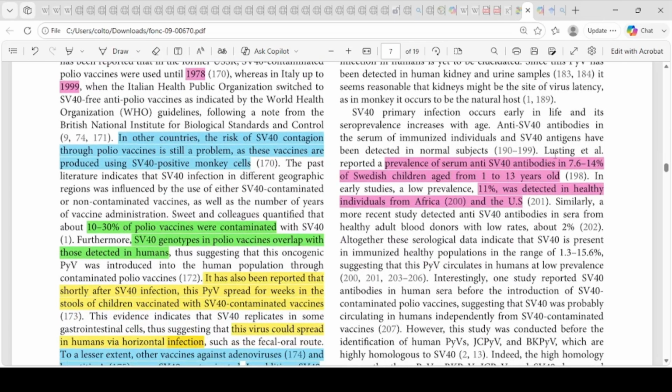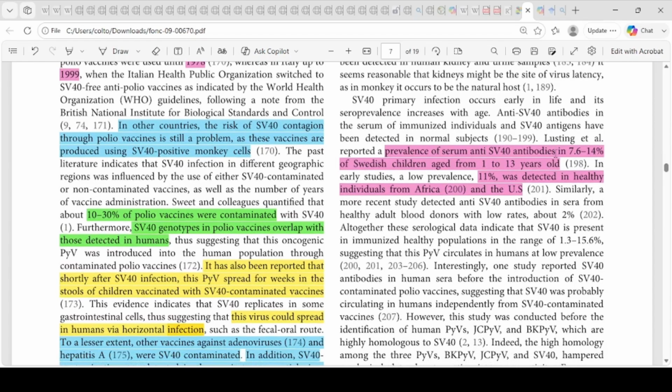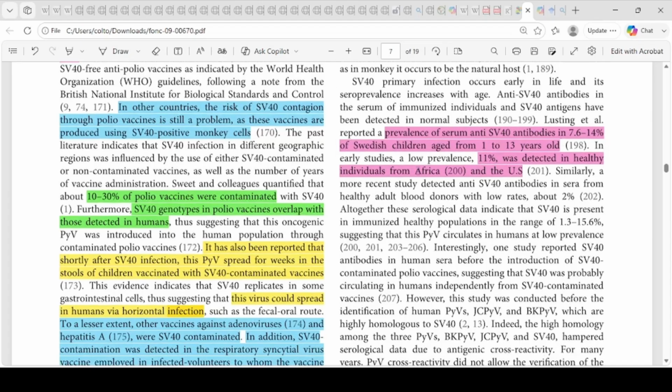In terms of how prevalent simian virus 40 is in the population now, again, it's not entirely known, but they cite some other studies saying, for example, this one, looking at Swedish children, ages 1 to 13 years old, basically the prevalence of simian virus 40 antibodies, which is a direct indicator of them having been infected by simian virus 40, is 7.6 to 14% of that population. They say in early studies of low prevalence, 11% was detected in healthy individuals from Africa and the US. So approximately 11% of the US and Africa at that time were infected with simian virus 40.